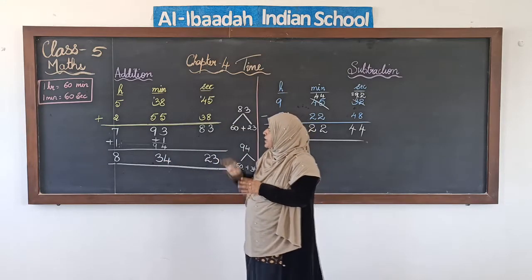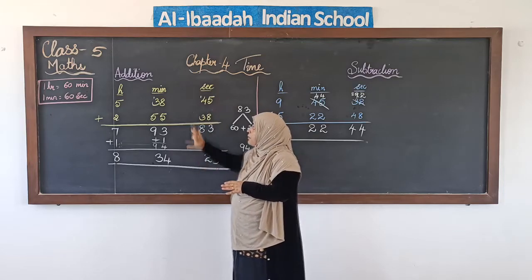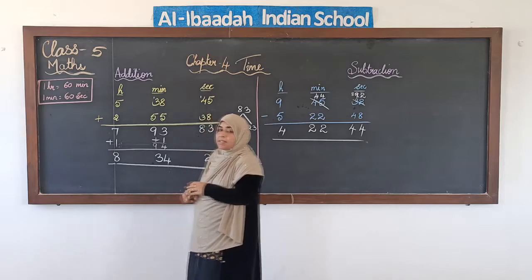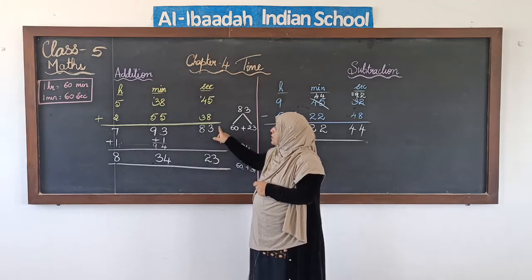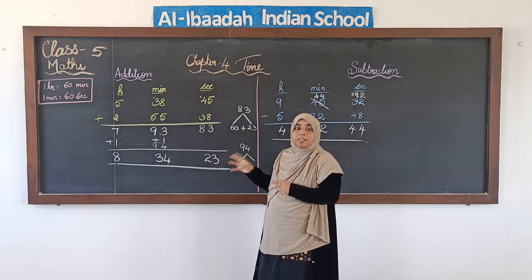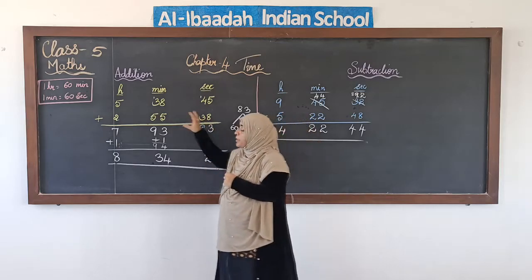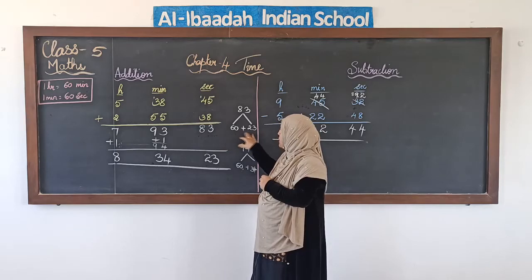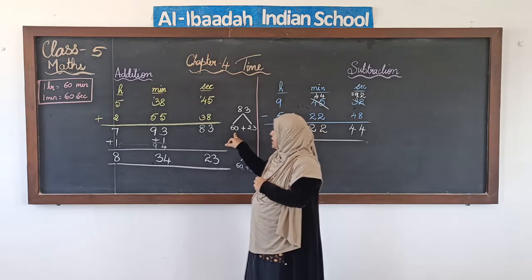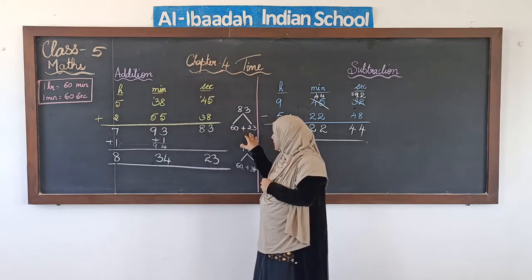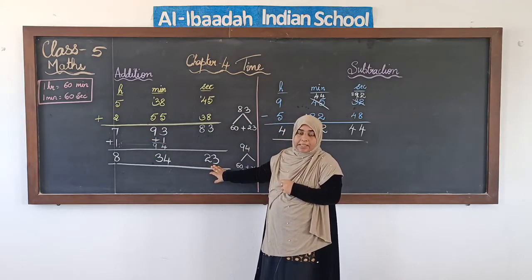Okay. So when we did addition, we added seconds, we added minutes and we added hours. That was the first step. In the second step, we saw that in seconds we had more than 60 seconds. So that 60 seconds we had to carry to minutes. So 83 was divided into 60 plus 23. 60 we carried to minutes as 1 minute and 23 we left with seconds.